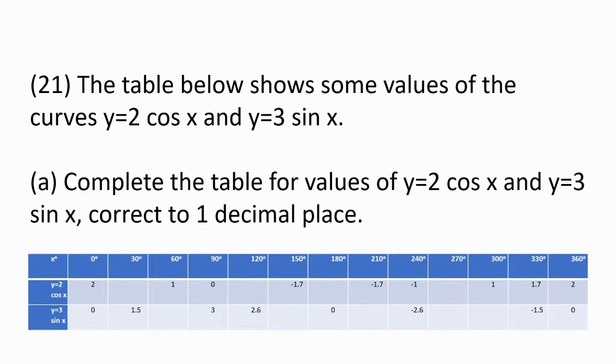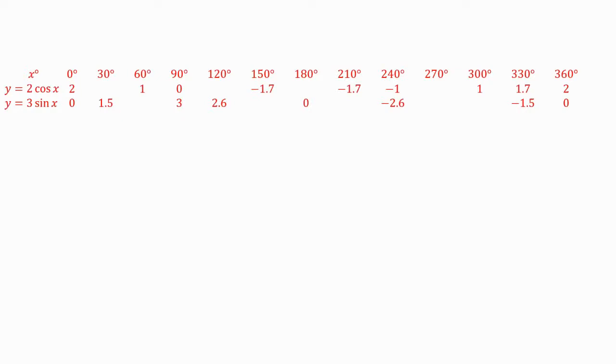Question 21. The table below shows some values of curves y is equal to 2 cos x and y is equal to 3 sin x. Complete the table for values of y is equal to 2 cos x and y is equal to 3 sin x, correct to one decimal place. So those are the values that you've been given, and we are supposed to complete the table. So using the given values, we are going to start filling them up per column.